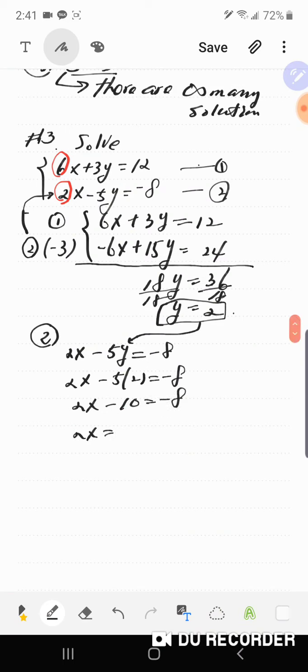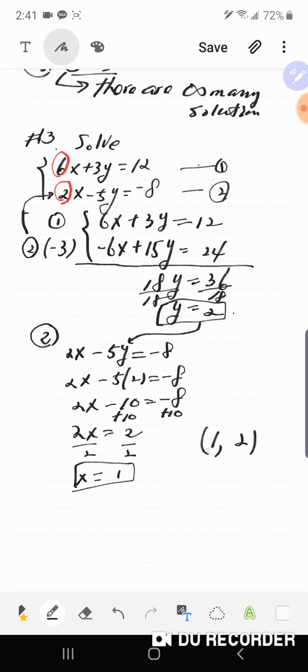Add 10 to each side. Then 2x equals 2. Divide each side by 2, and we get x equals 1. So the solution is x equals 1, y equals 2. This means the graph of the first equation and the second equation meet at this point.